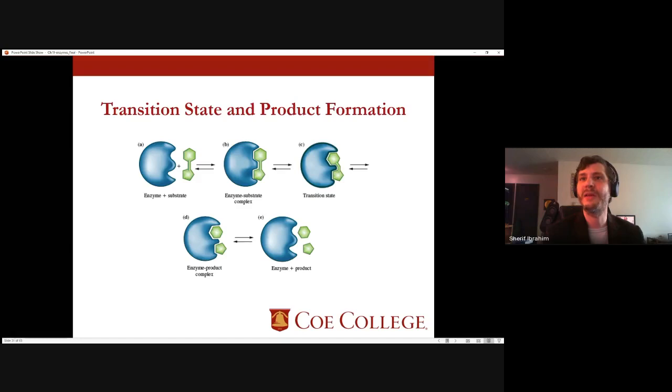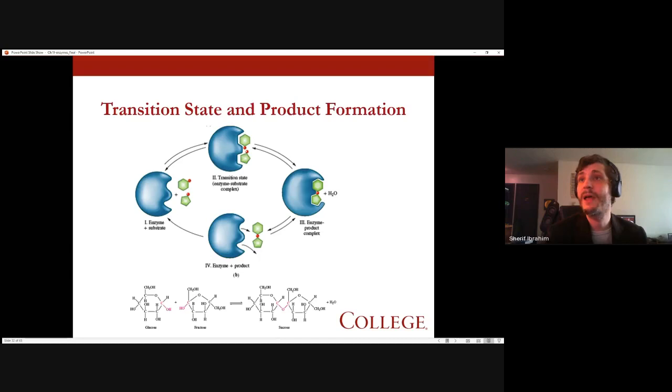So I've got the enzyme substrate complex, the transition state. You can see the green substrate is getting flexed a little bit, and then the enzyme product complex. We have broken the bond between the pentagon and the hexagon of the substrate, and then each of those products can be released from the enzyme product complex.